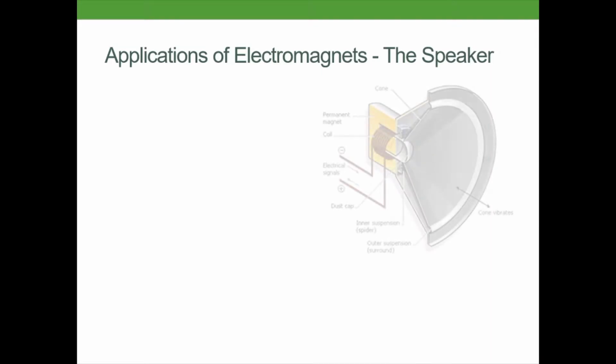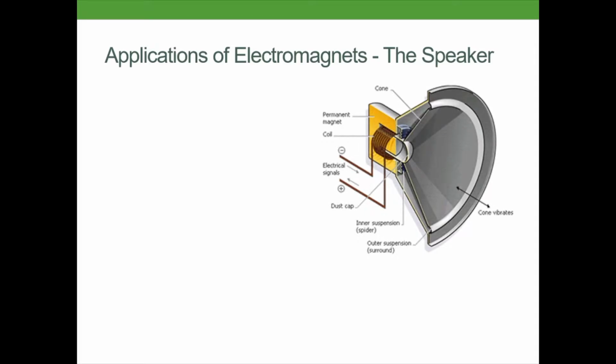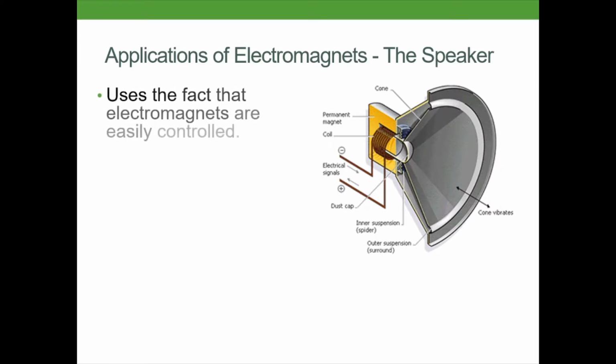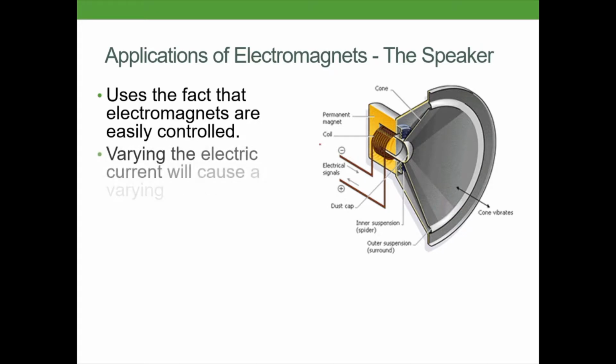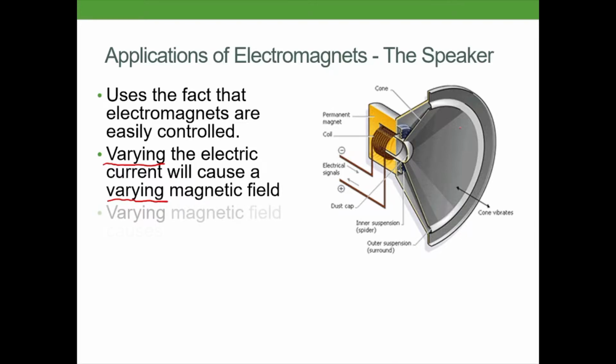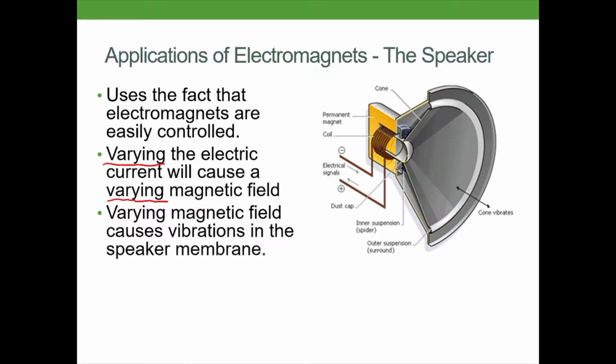So the speaker is an electromagnet, and what it does is it takes advantage of the fact that you can easily control the strength of an electromagnet, and you can also easily control the direction that the magnetic field goes in. And it does this by varying the electric current. Now as we change the electric current, it will create a change in the magnetic field, and the varying magnetic field will cause the speaker membrane to vibrate.